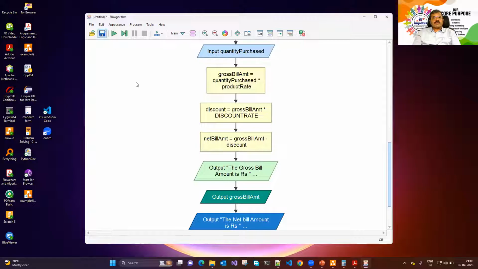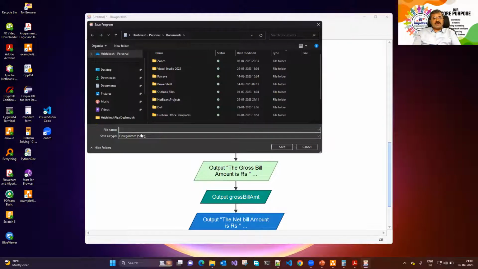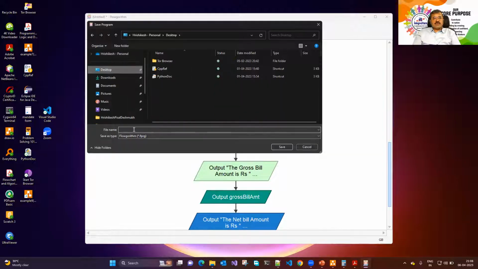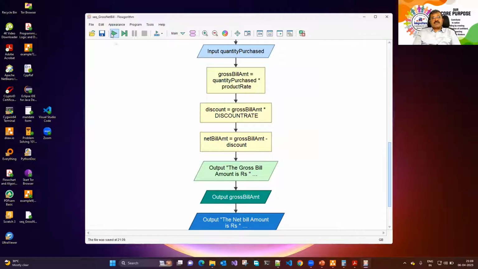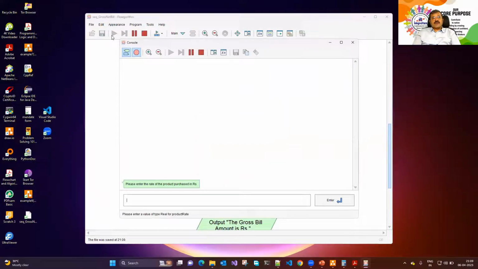Let's save this particular file. I'm going to save this file on the desktop for a moment. This is a sequence example for net bill. So that was an example. So I saved. Now it's time for me to run this code. So I run this particular code.